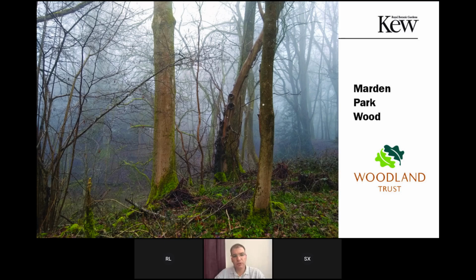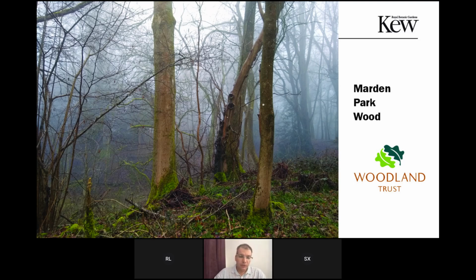So as a next step, what we thought, well, let's try and roll this out to a woodland with ash trees of different ages growing in different environments. And we picked a woodland in Surrey called Marden Park Wood, which is run by the Woodland Trust. And it's an ancient woodland, lots of ash trees, lots of natural regeneration going on of those ash trees. A few different environments. Here's a photo of it.